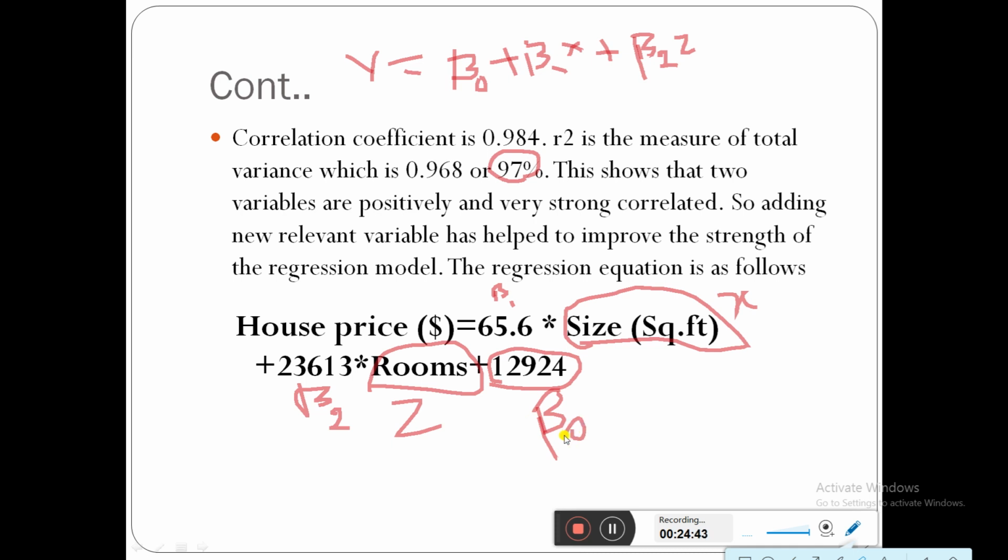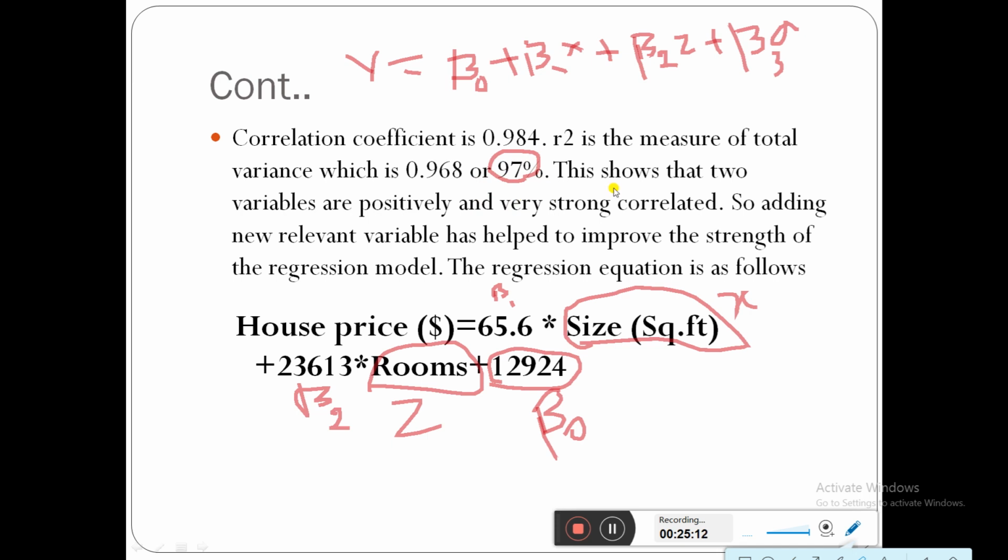If you are going to add another variable, you have to take plus beta 3, another variable, you can take anything, a. It goes on increasing based on the number of variables which are related to each other. That relation you have to find out first. You have to find the correlation coefficient, then the total variance. Based on this, you have to decide whether you should add that variable or not.